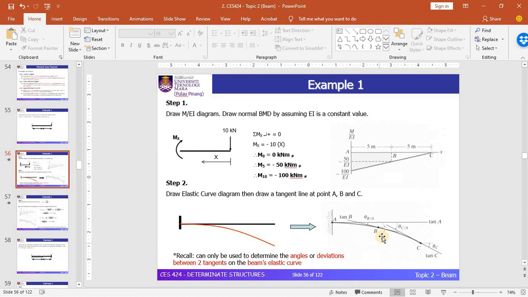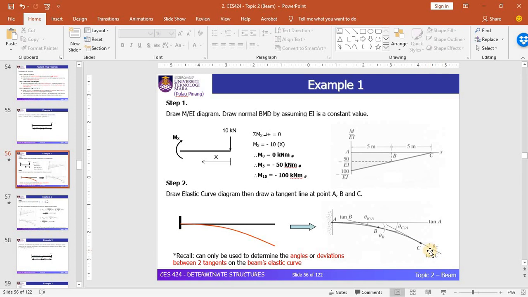How to draw this angle? First, you need to draw the horizontal line that is parallel to the beam line. You can see that the angle B is measured from this horizontal line that you just drew towards the tangent line B. Same goes for point C. You need to draw a horizontal line parallel to the beam line, or in this case parallel to the tangent line also. The angle C is measured from the horizontal line towards tangent C.